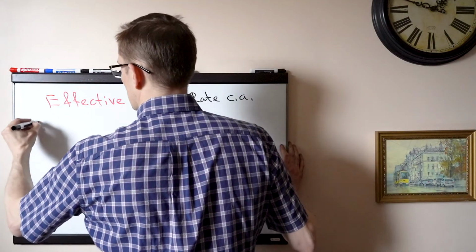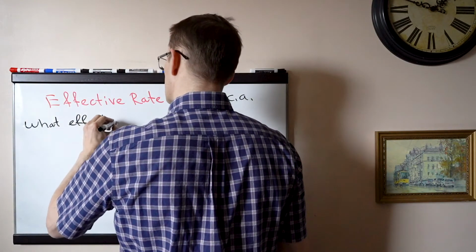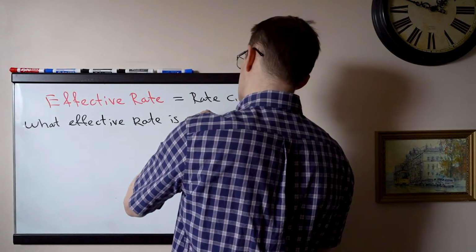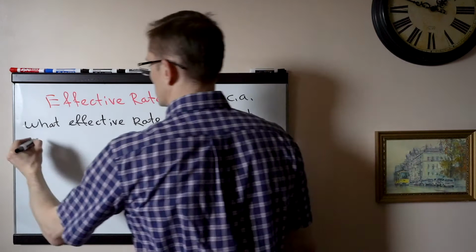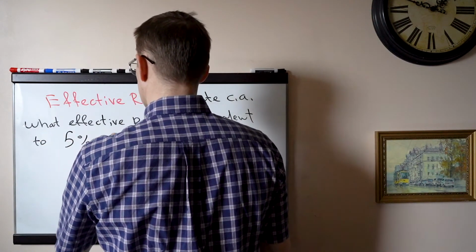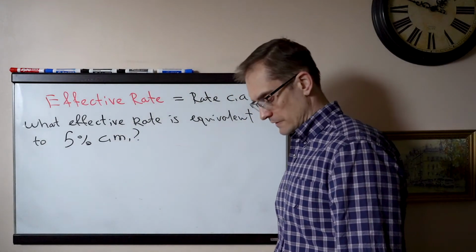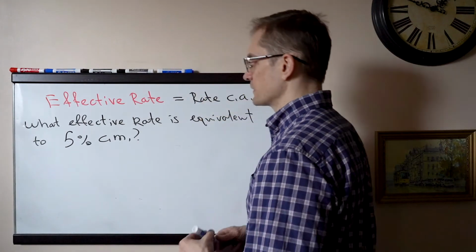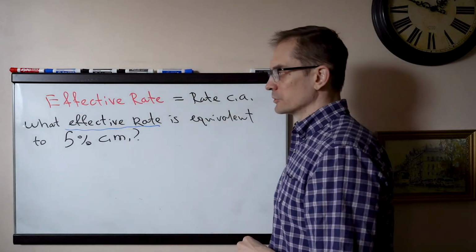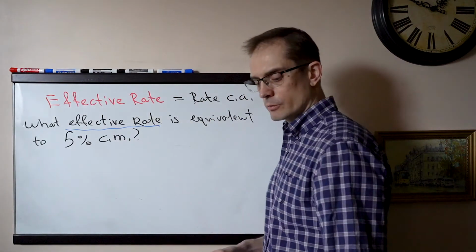So first one, I can ask this question. What effective rate is equivalent to 5% compounded monthly? So as soon as you see this effective rate, it's rate compounded annually. So you can read this problem as what rate compounded annually is equivalent to 5% compounded monthly.